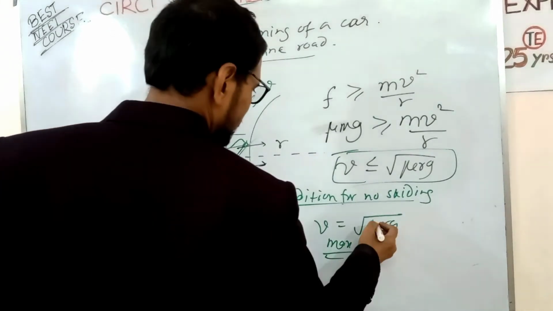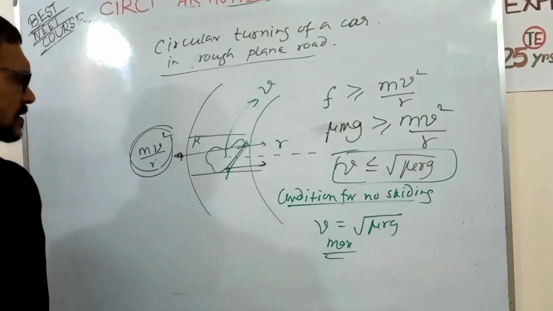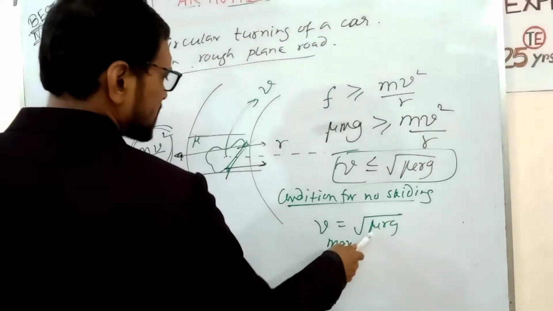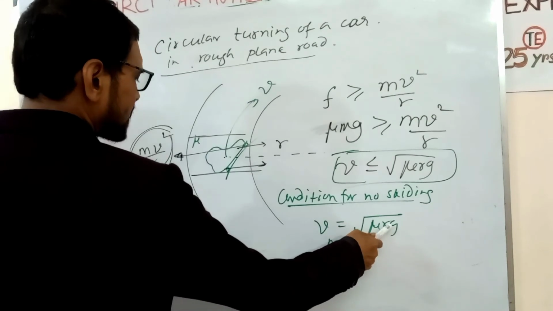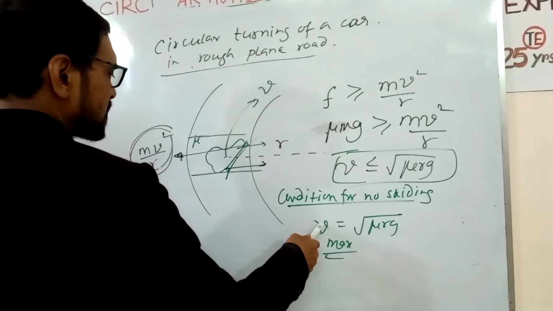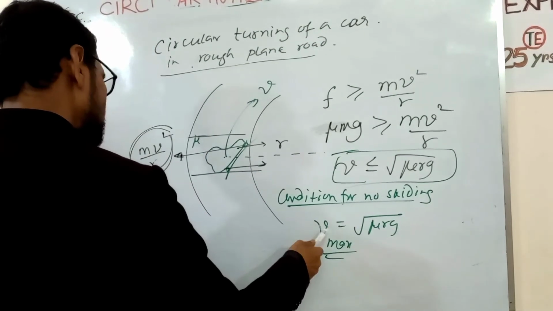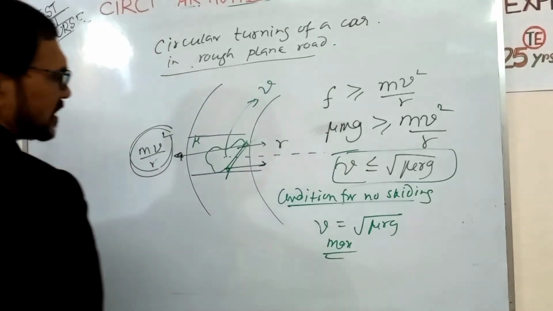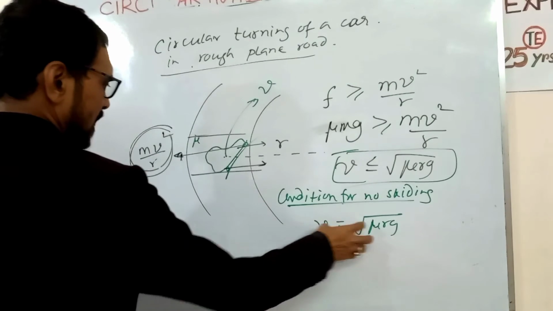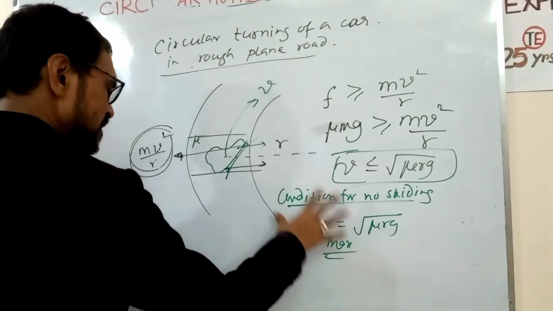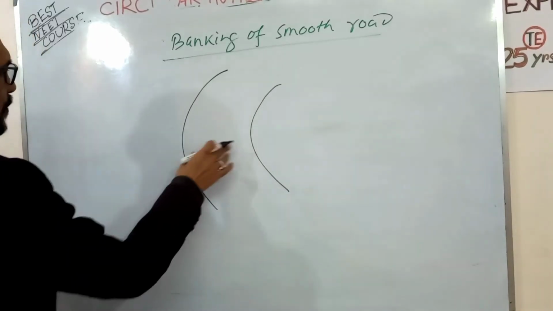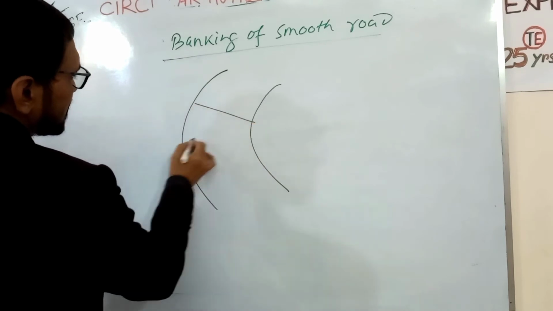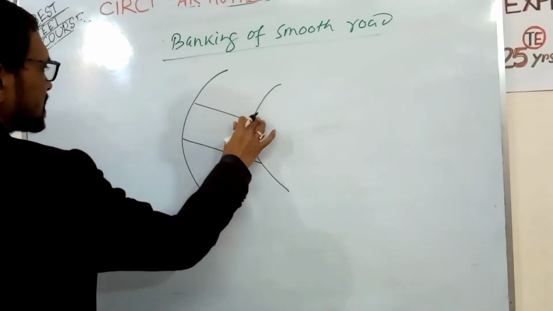Now if mu is fixed, then as the value of r increases, he can increase his speed. As r increases, velocity increases. If mu is fixed and r is fixed, then velocity is fixed. Path for climbing the hill, metro track, etc. This is inclined.